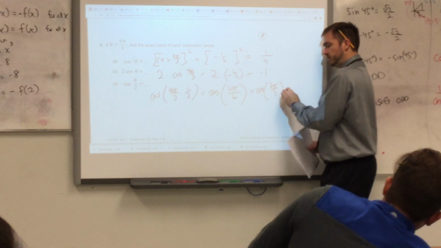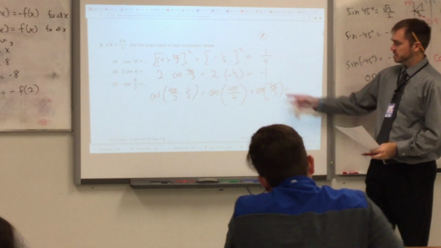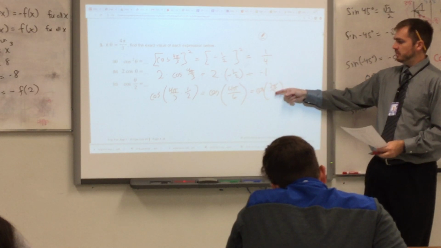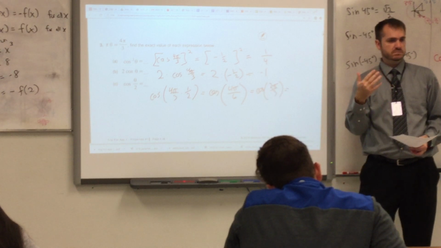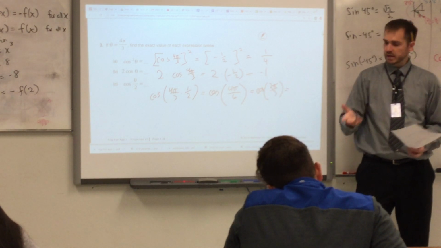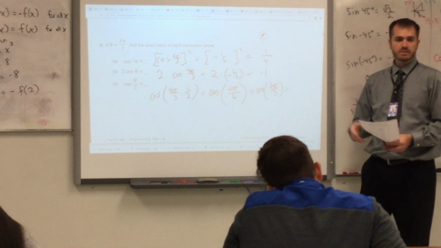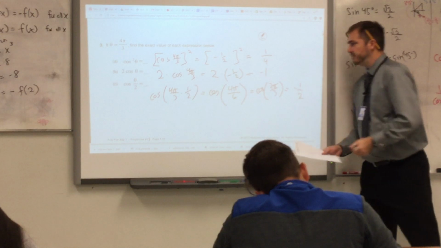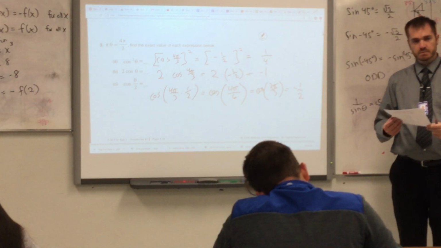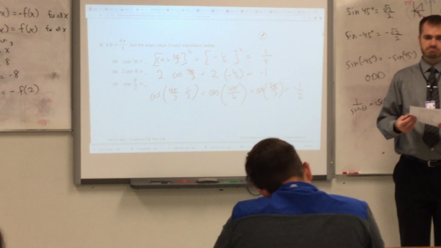Is that on our unit circle? Yes. 2 pi over 3. And we're trying to find the cosine of that angle, so that's the x value, right? Okay, so x value of 2 pi over 3 is? Negative 1/2. Negative 1/2. I've got a feeling that y'all are going to knock this homework out pretty quickly here.